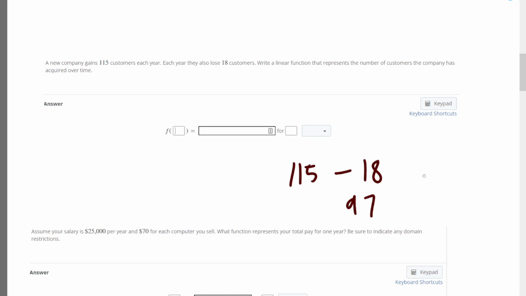Sorry, sometimes I have a hard time doing mental math. So then we can take f of x, we always put x right there, is equal to 97x, and then we don't have any b value. For x, I think it will have a drop-down menu of x is greater than or equal to 0 or something along those lines. In this case, we cannot have negative customers. So we need to, well, hold on. It's not going to be greater than or equal to 0.